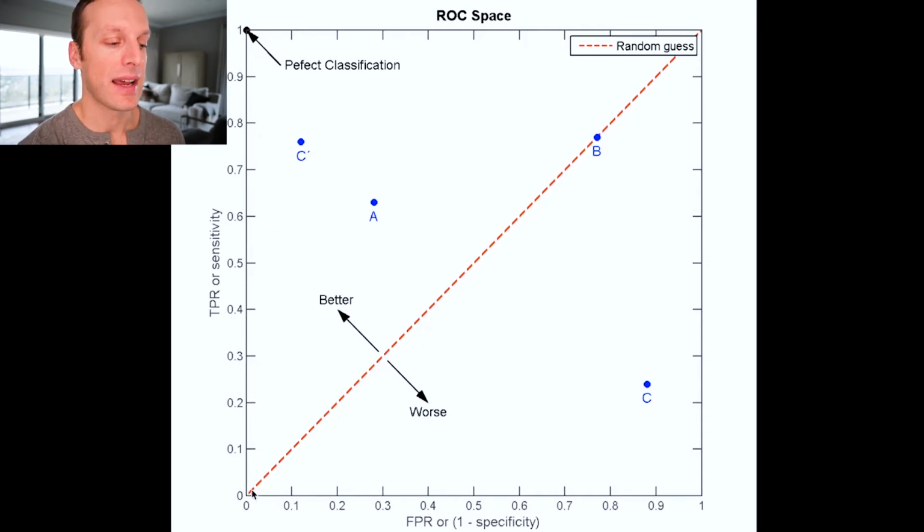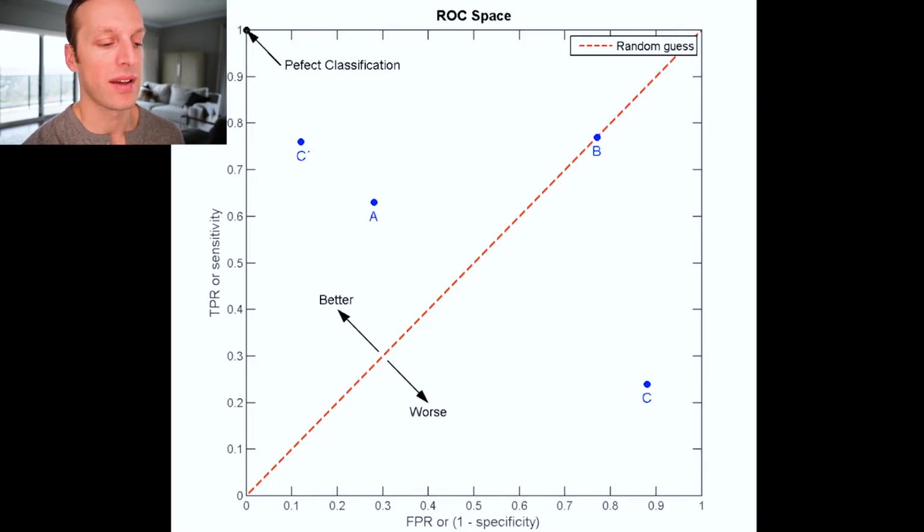A test that falls along this dotted line is a random guess. It's not a useful test. It doesn't help you at all. Tests that essentially fill the entire upper left side, the area under the left side, would be 100% specific and 100% sensitive, and would have a dot here at that 1.